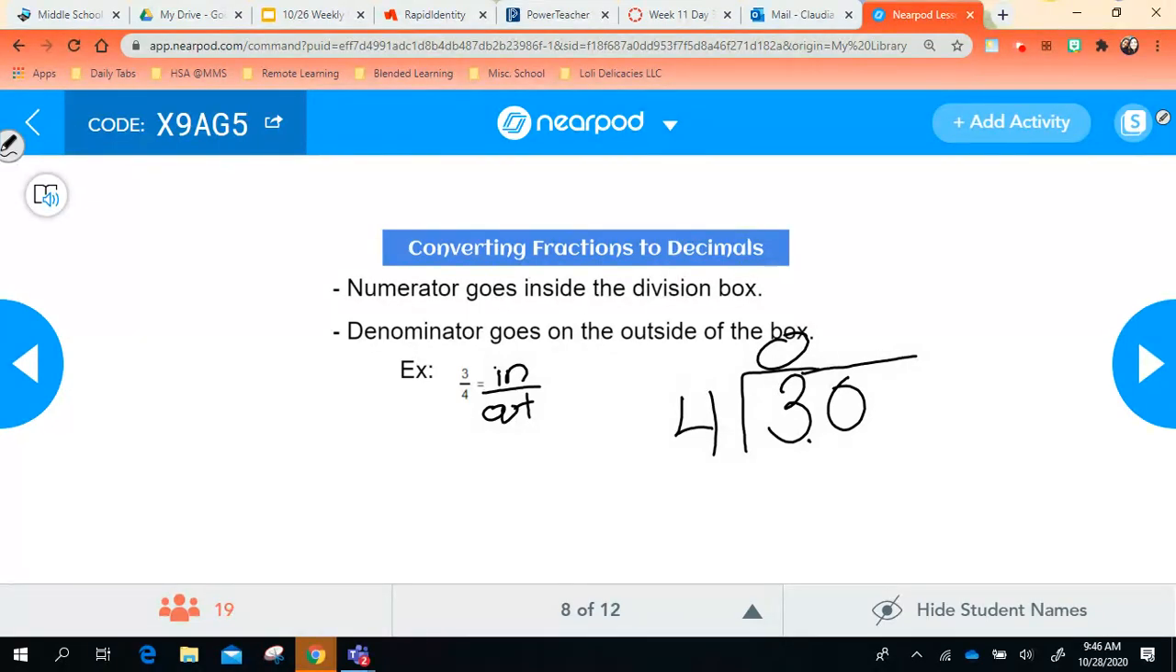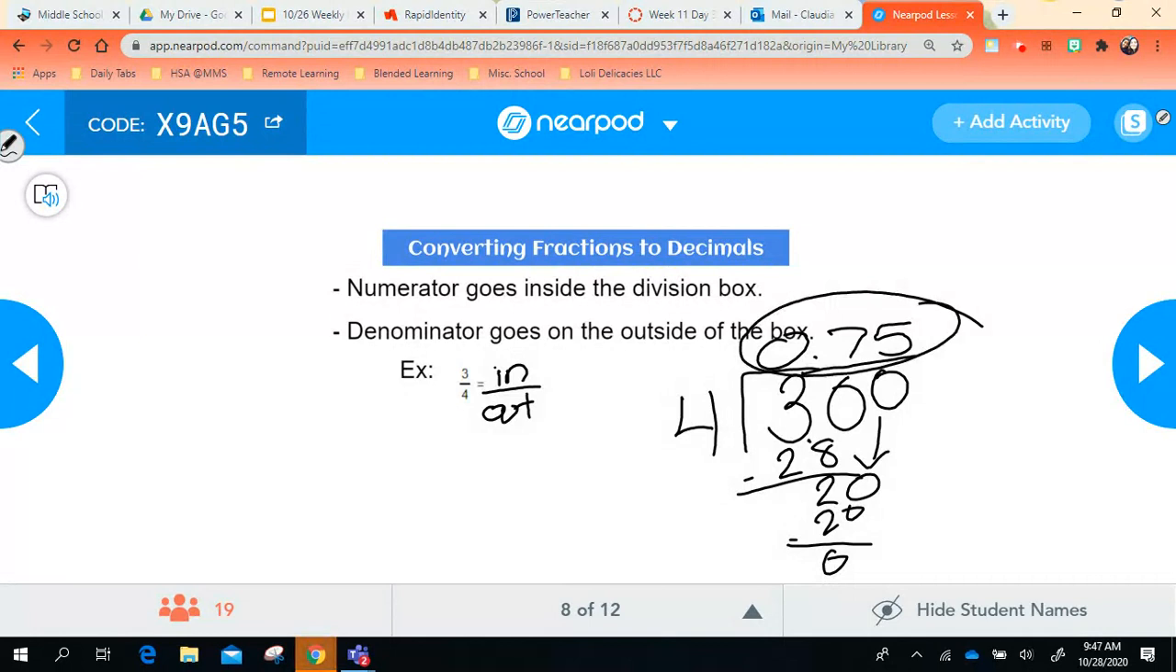7. Check your multiplication charts or your division charts. 7 times 4 is 28. When I subtract, it gives me 2. So then I add another 0 and bring it down. Does 4 go into 20? 5 times. 5 times 4 is 20, which gives me 0. And my answer is 0.75.